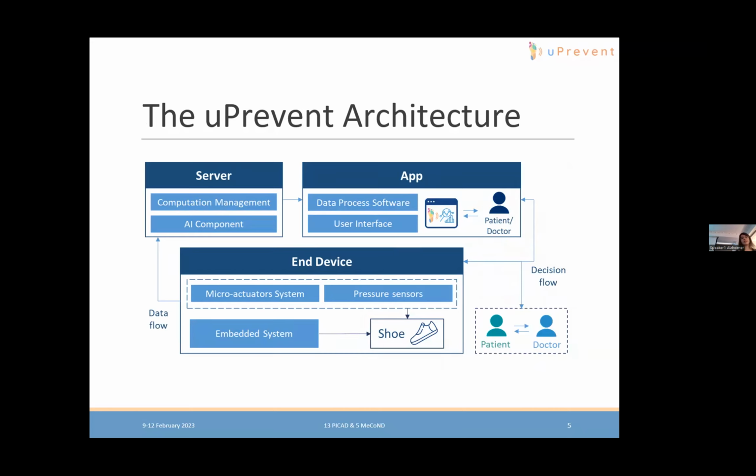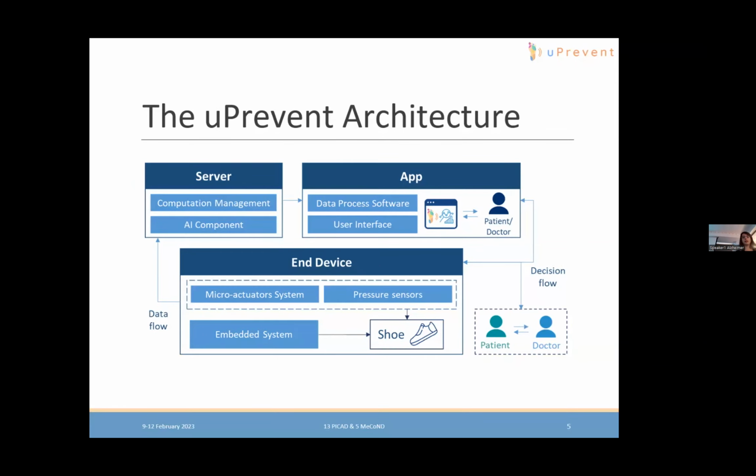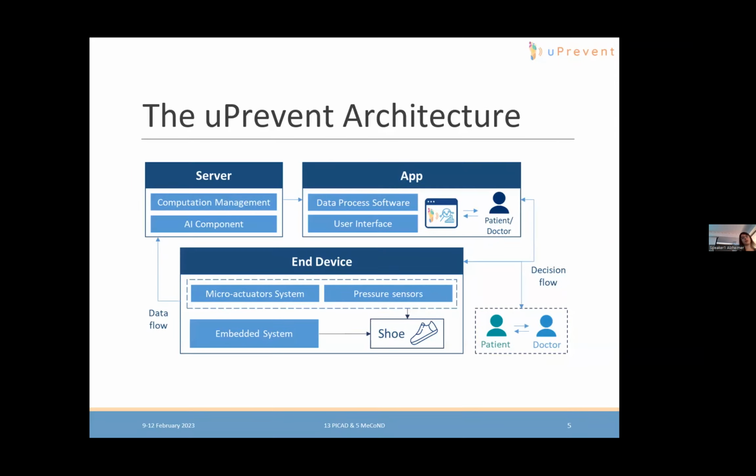This result is then sent to an application platform for data processing, also providing a user interface for both patient and doctor to be able to monitor patient status, and for the doctor specifically to be able also to intervene in the redistribution decision if necessary. This final outcome is then sent again to the end device, triggering the actuation system in order for the high risk plantar pressure areas, like the metatarsal head and heel, to redistribute the pressure.